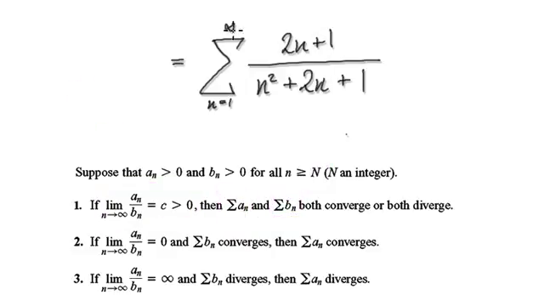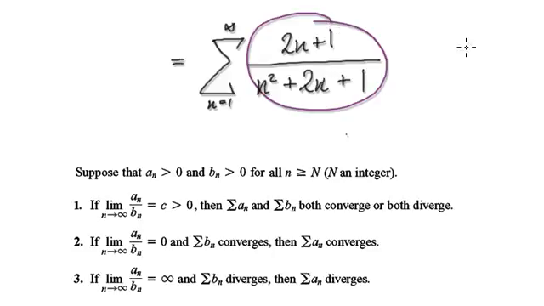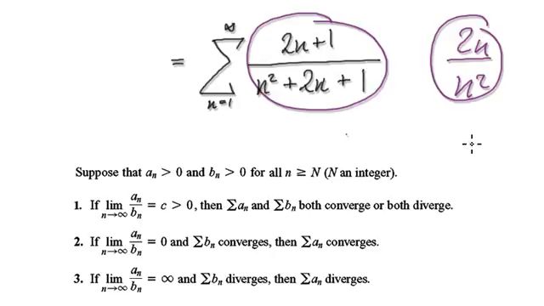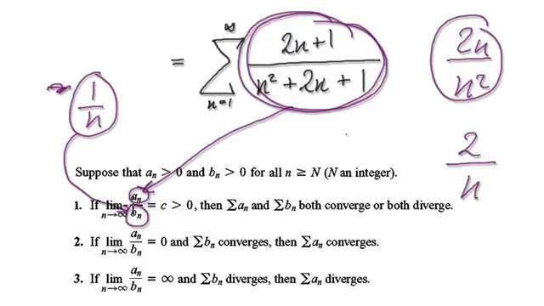So let's start all over again. We are trying to determine if this thing here will converge or if it will diverge. When n gets very, very big, this whole thing acts like 2n over n squared, which is very similar to 2 over n. So we are going to let this whole thing here be an. But then we are going to deliberately create our bn to be 1 over n. So this is our bn here.